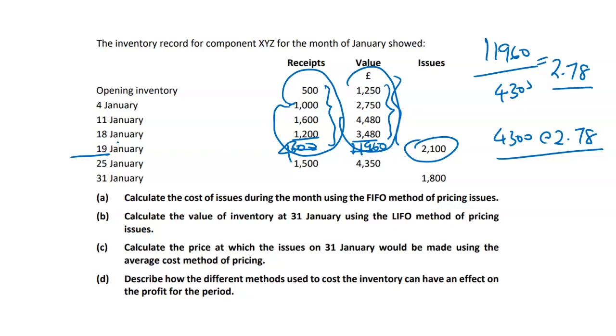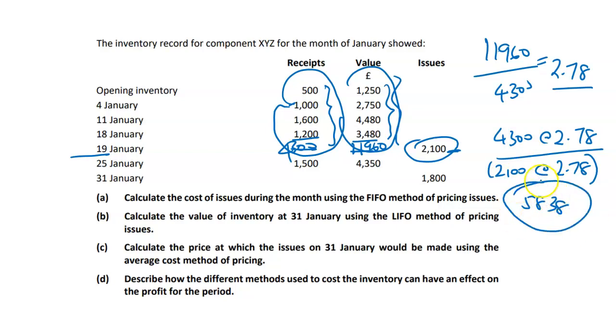Let me just add that again: 2,750 plus 4,480 plus 3,480. Yeah, I'm right. So I then let go of 2,100 units, and that's fine. Those 2,100 units will also be at £2.78, because we're keeping this quite simple. So 2,100 times £2.78 is 5,838.